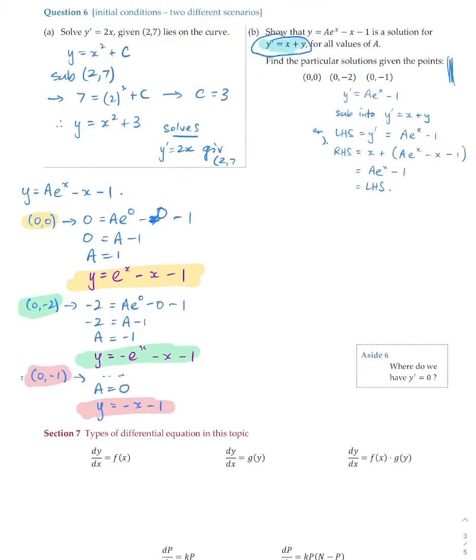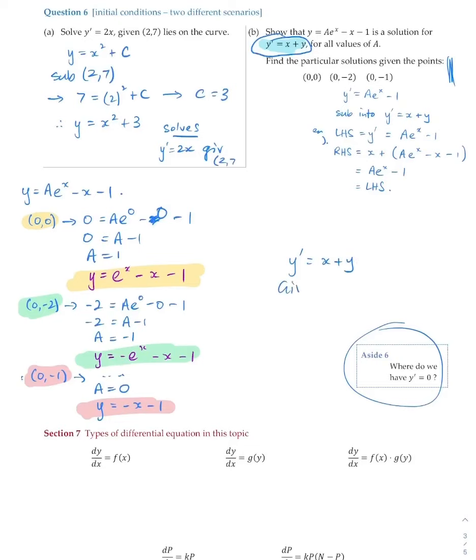But first of all, we've got a little aside here. Where do we have y dash equals 0? Now, think about it. If I ask you, where does y dash equal 0, what do you do? Oh, I've got to differentiate and so on. No, the information we have here is that y dash equals x plus y.